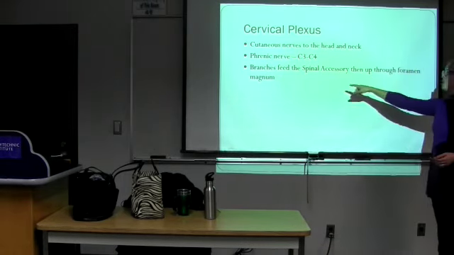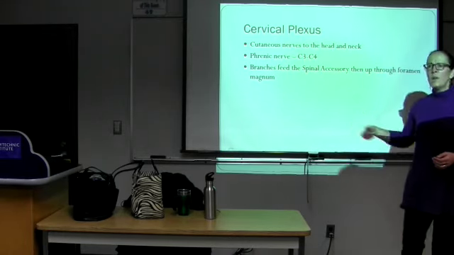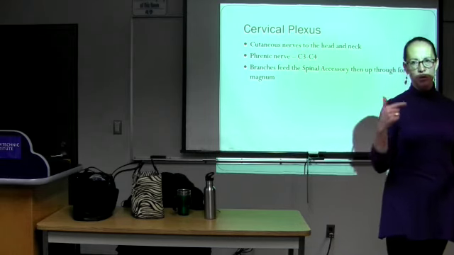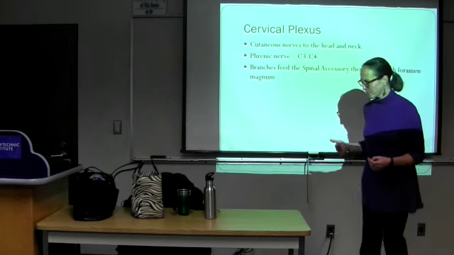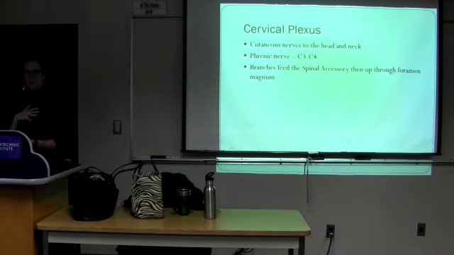Branches from the cervical plexus also feed the spinal accessory nerve. We call it the accessory nerve. It's one of our what? Cranial nerves. Good. Does anybody know which number it is? Very nice. Was that you? Yeah, I just heard a voice over here.